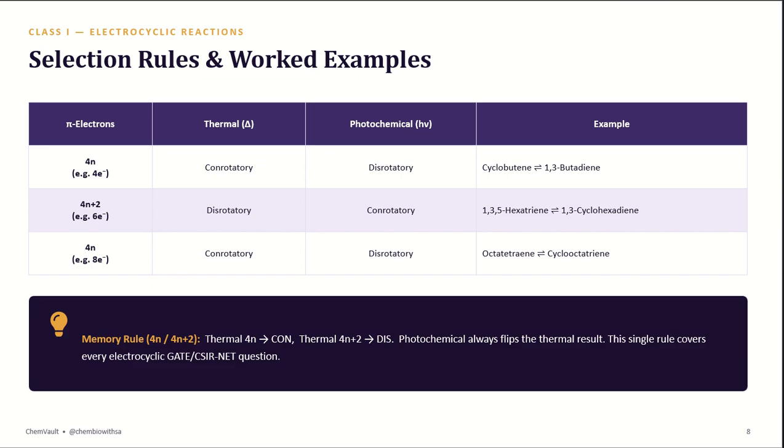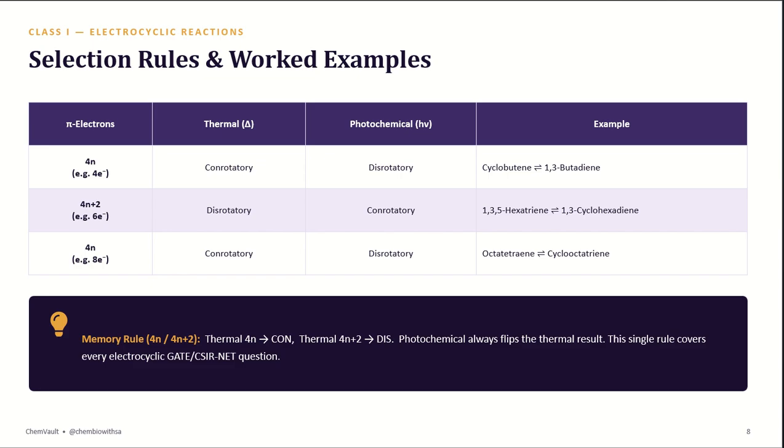So, cyclobutene opening to butadiene is thermally conrotatory. Hexatriene closing to cyclohexadiene is thermally disrotatory, and octatetraene to cyclooctatetraene is conrotatory again. If you remember nothing else from the slide, remember this one rule.